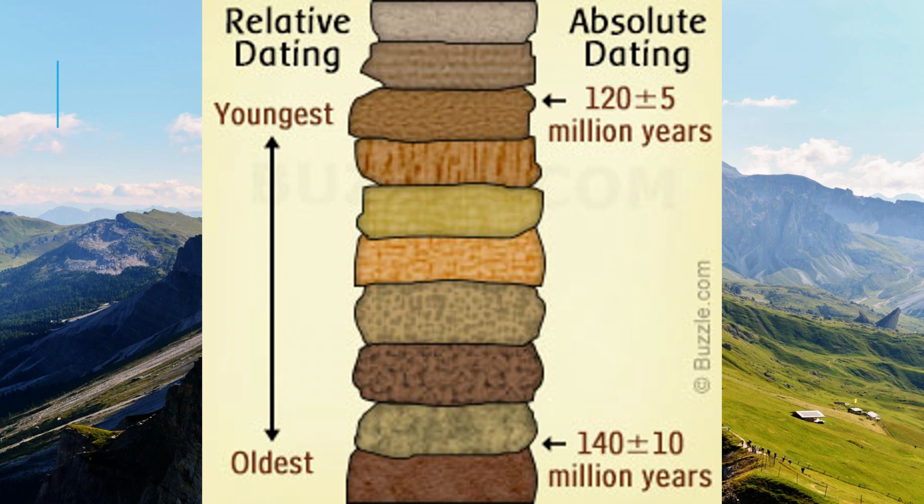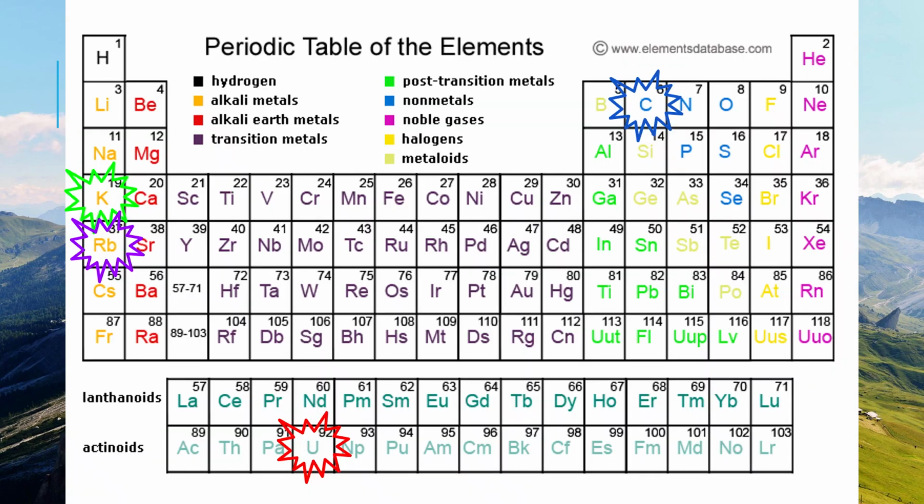So by relative dating on the left, we would only know that our oldest layer is on the bottom, our youngest layer is on the top. With absolute dating, we can know that our oldest layer is 140 million years old, give or take about 10 million years, and that our layer up near the top is about 120 million years old, give or take about 5 million years. The radioactive isotopes that you have on your reference tables are potassium, rubidium, uranium, and carbon. This is where they are on your periodic table.